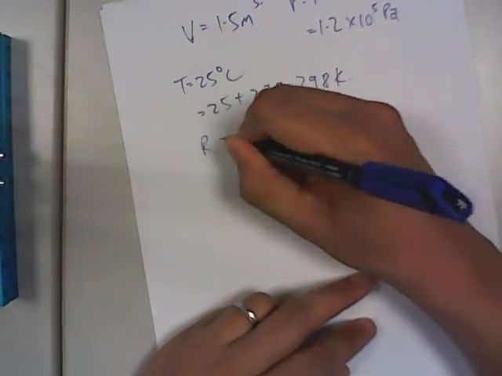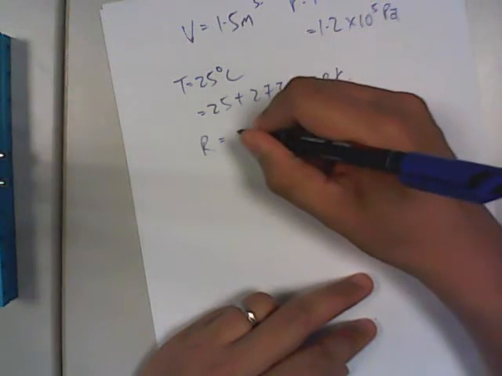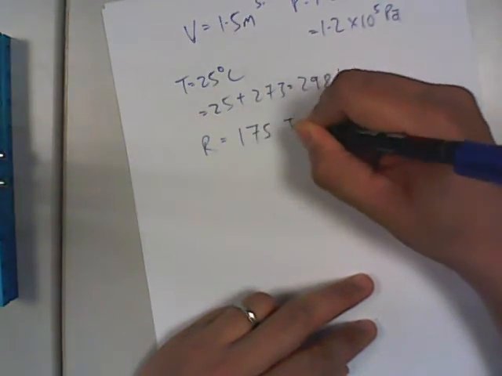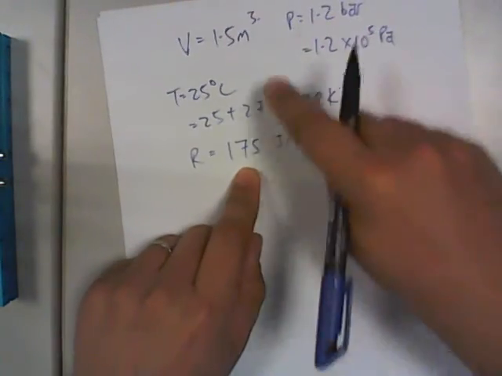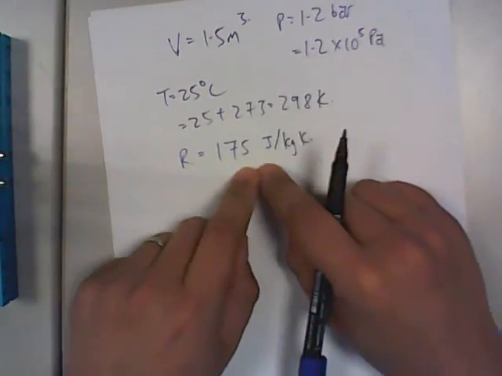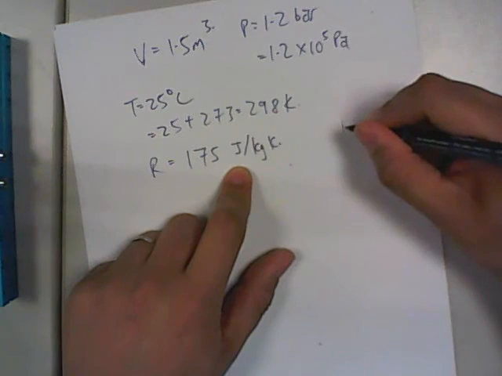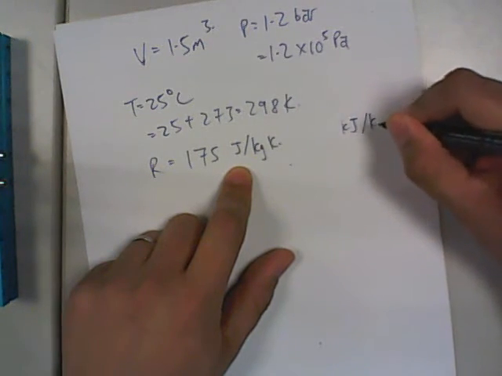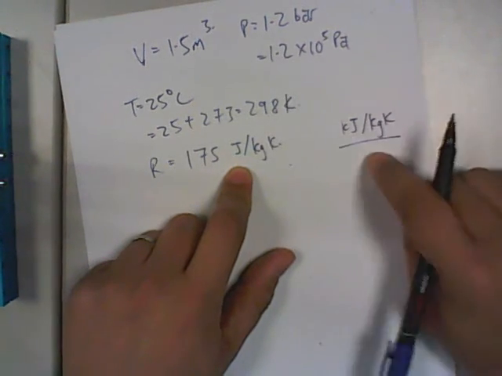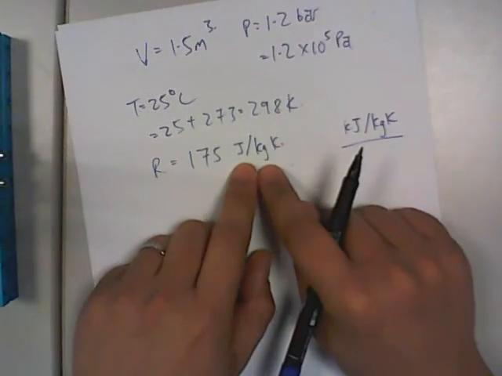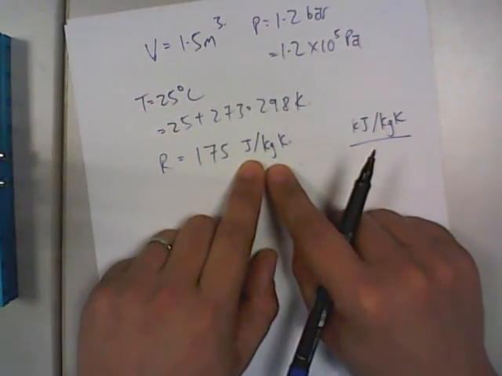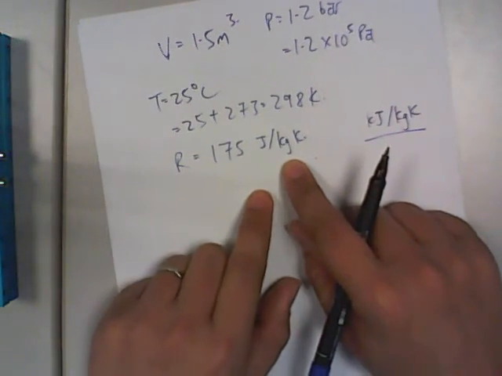And it's given that your gas constant R is 175 joules per kilogram Kelvin. Please note that R must also be in SI unit. A lot of times this will be given to you, so you need to multiply by 1000 in order to get your unit to be J per kgK.